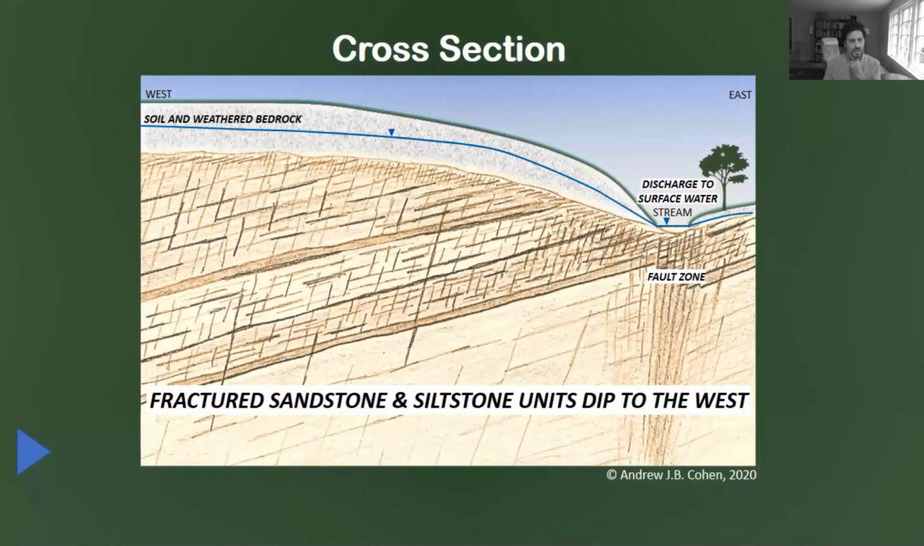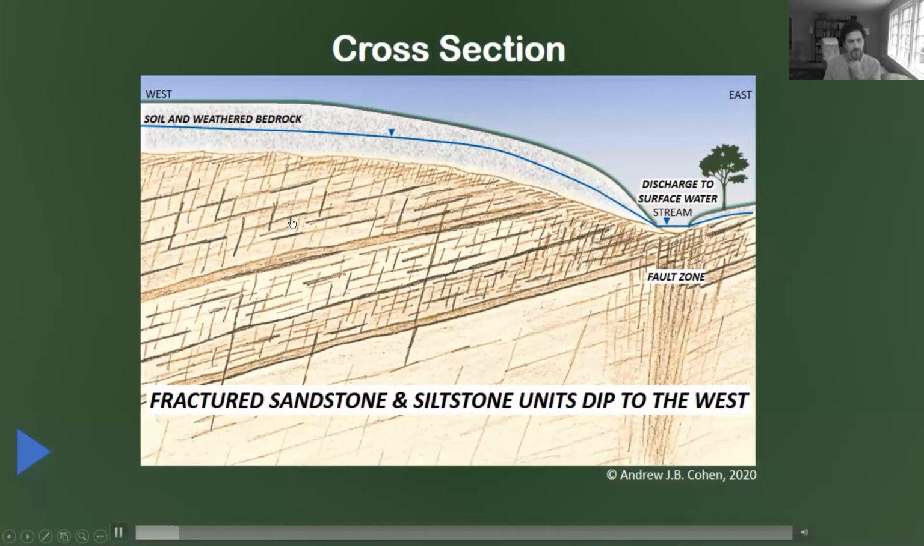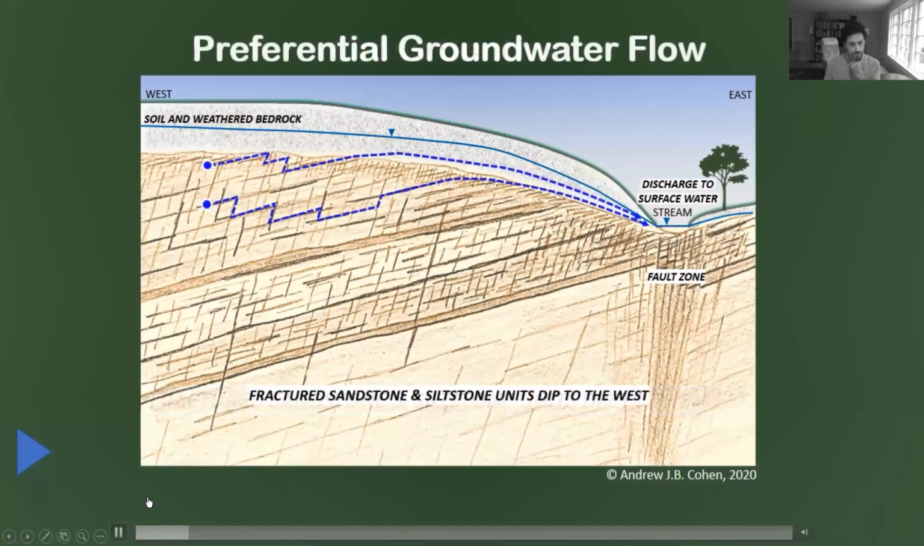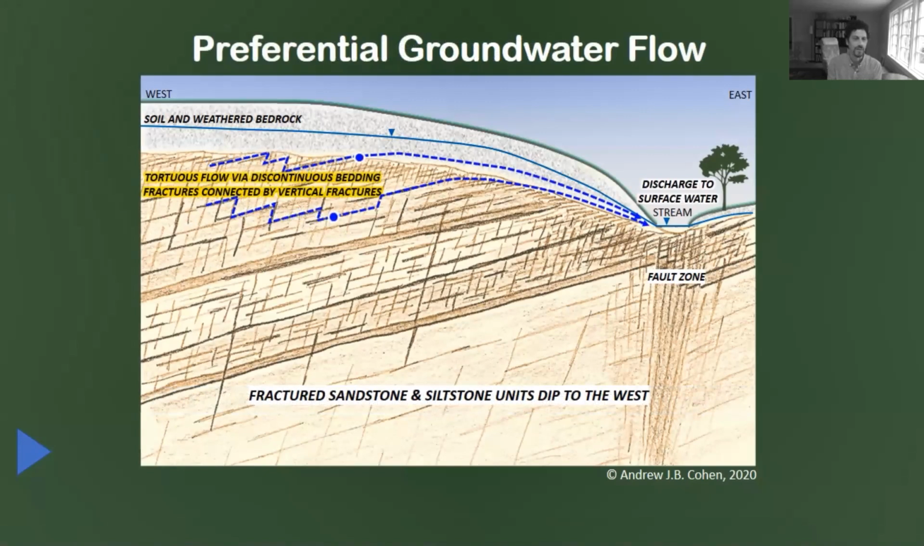So again, we've got the bedrock, vertical fractures. Some of them connect up to other fractures, but not all of them. Now, as a result of the discontinuous fractured pathways, groundwater is flowing in this kind of tortuous pattern. And it's flowing, you'll see, generally slower than in some of the more continuous fractures. And it makes its way down over and discharges to the surface water body.